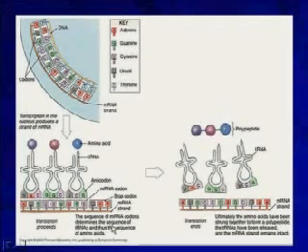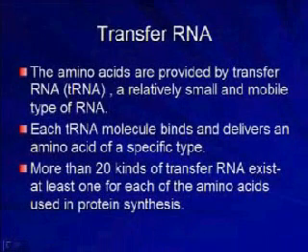The sequence of messenger RNA codons determines the sequence of the transfer RNA and thus the sequence of amino acids. Ultimately, amino acids have been strung together to form polypeptides. The transfer RNAs have been released and the messenger RNA strands remain intact. Now, transfer RNA: the amino acids are provided by transfer RNA, relatively small mobile types of RNA. Each transfer RNA molecule binds and delivers amino acids of a specific type. More than 20 kinds of transfer RNA exist, at least one for each of the amino acids used in protein synthesis.